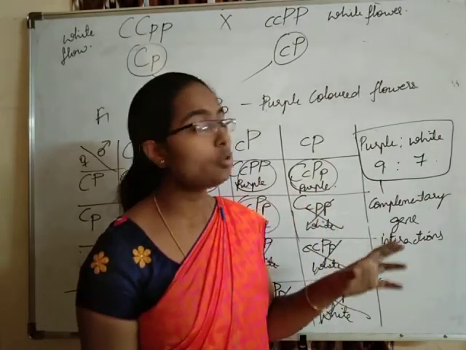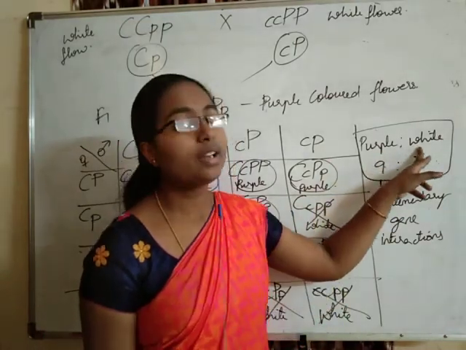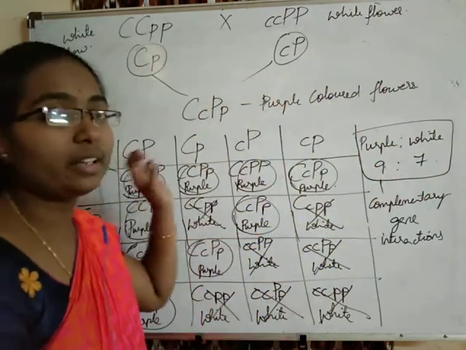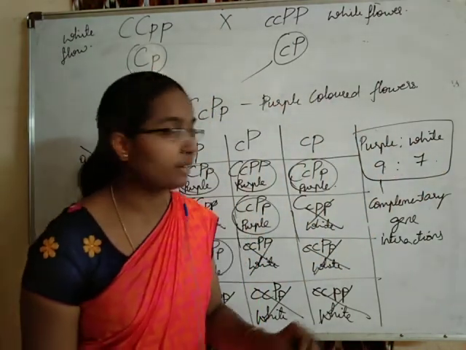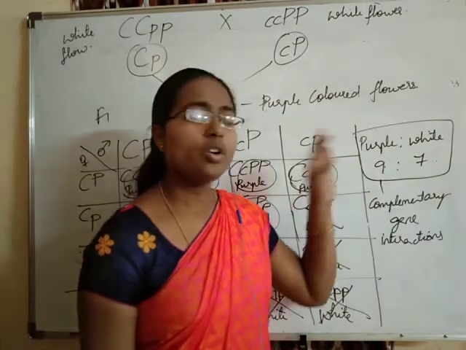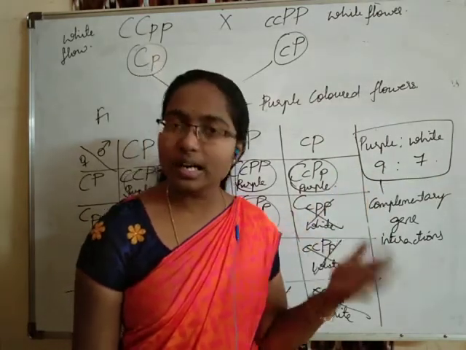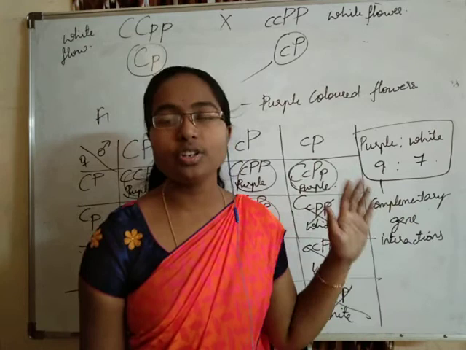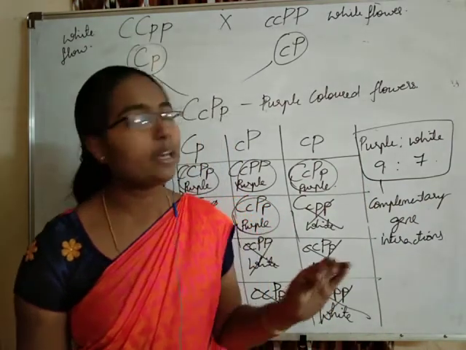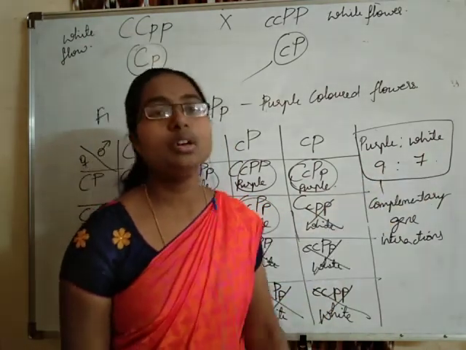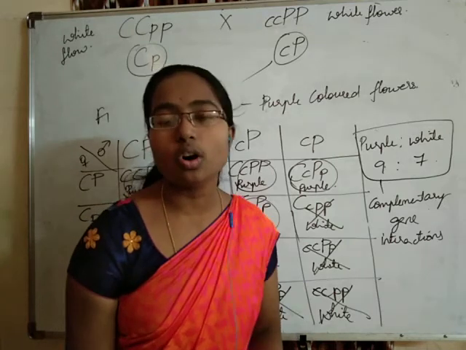So this is the ratio of purple to white flowers in the example we have taken, that is sweet pea, Lathyrus odoratus. It is 9:7. Not only Lathyrus odoratus, all the other complementary gene interactions wherever we find, they will have the same ratio 9:7.